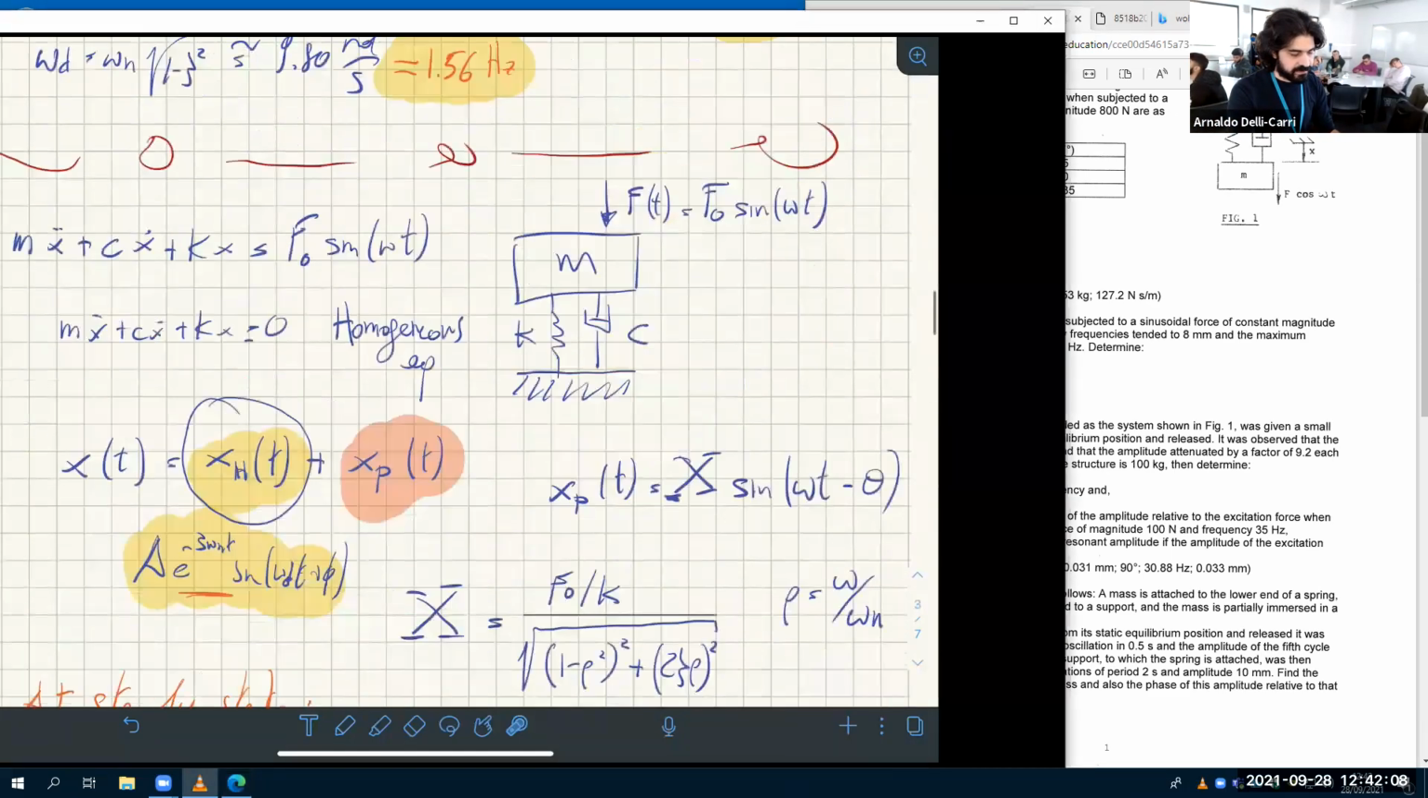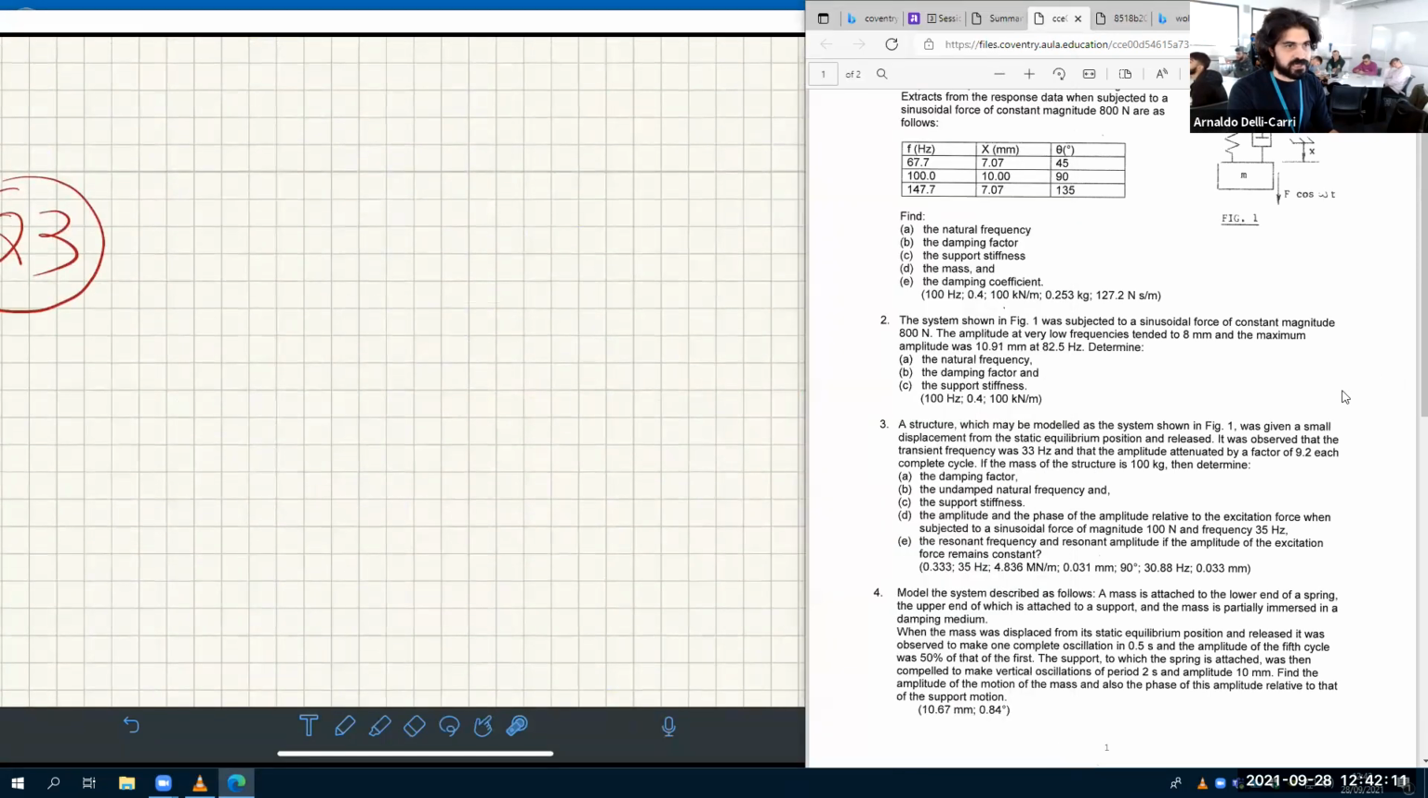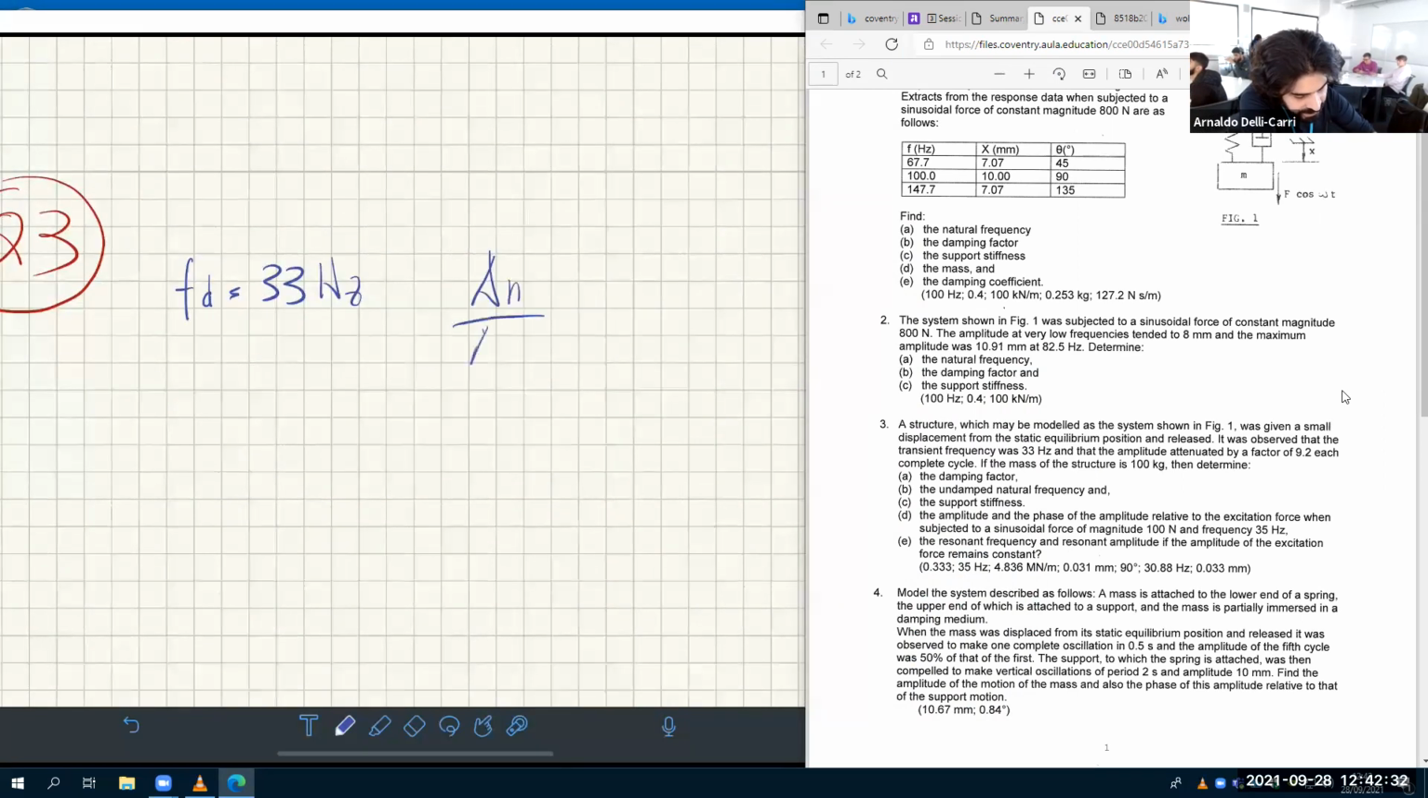So let's do this very briefly because this is what we did already. The transient frequency, that's omega d. So in this case, fd, because it's in hertz, 33 hertz. And the amplitude has attenuated by a factor of 9.2 each complete cycle. That means that An divided by An plus 1 is 9.2. So the previous oscillation is 9.2 times higher than the successive oscillation.